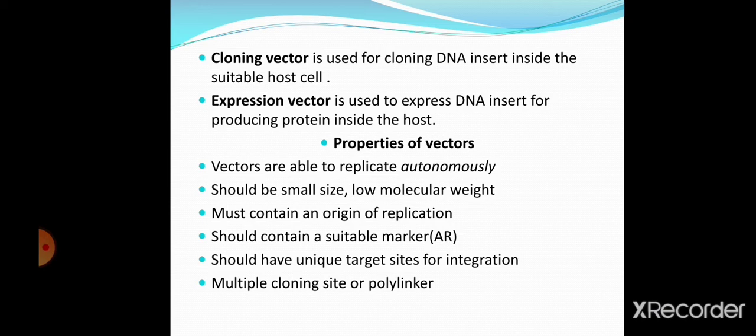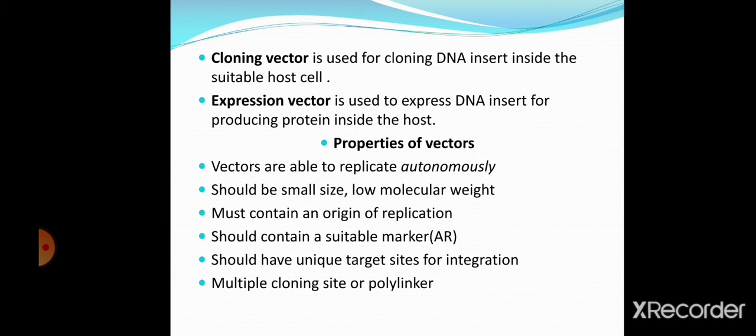Then next, it can have a multiple cloning site or polylinker. Most commonly used cloning vectors have more than one restriction site. So more than one restriction site means multiple cloning sites, otherwise known as polylinker. The presence of multiple cloning sites facilitates the use of restriction enzymes of choice.